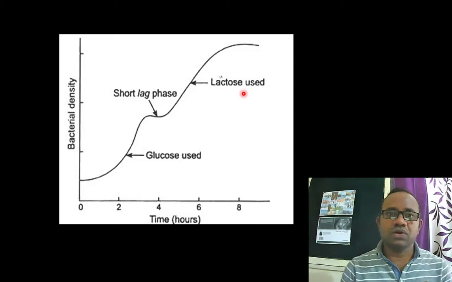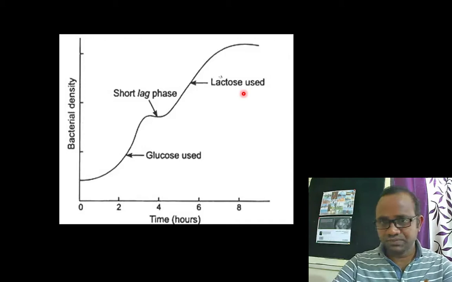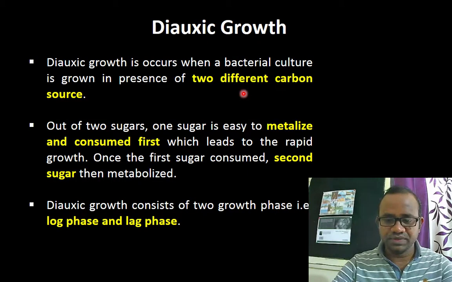So this is what we call diauxic growth, which is the two-step growth of a bacteria which utilizes two different carbon sources. Okay, so up till now this is clear, right?